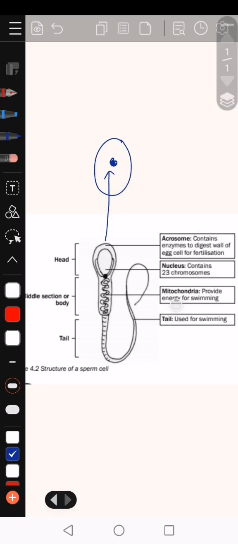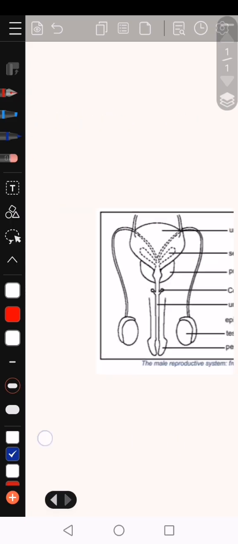It has a nucleus that contains 23 chromosomes. It has mitochondria, which provides energy for swimming, and it has a tail that is also used for swimming. I'm not going to touch too much on this. We're going to touch on this in exam based questions, because I want to show you how to answer when they ask for the structural adaptations of the sperm cell to perform its function. Then we're going to look at that a little bit more in depth.